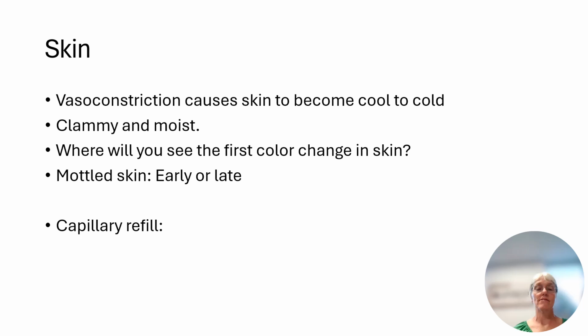So what are we going to see at the skin? Remember, due to the vasoconstriction, it's going to become cool to cold. It's going to become clammy and moist as it progresses. Where will you see the first color changes? You're going to see skin color changes around the mouth and the mucous membranes first. In a dark-skinned individual, make sure that you're looking at the mucous membranes, because you may not be able to see it on the skin if they're a darker color. You're going to see color changes to the extremities and to the trunk as it progresses.